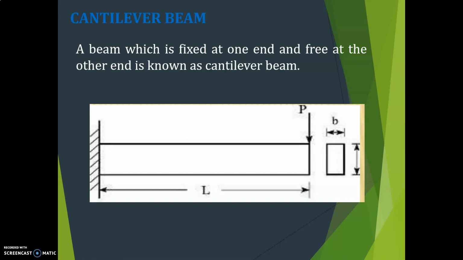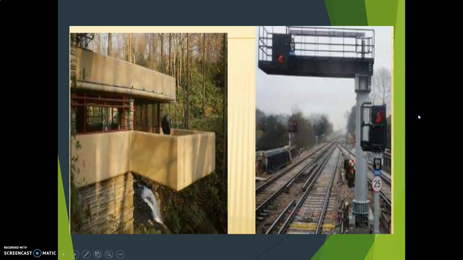A cantilever beam is fixed at one end and free at the other end. See here, you can see it is fixed at one end and free at the other end. This is the length of the beam and the load is acting at the free end. These are some of the examples. Here, one end is fixed, and the other end is free. And here also, one end is fixed and the other end is free.